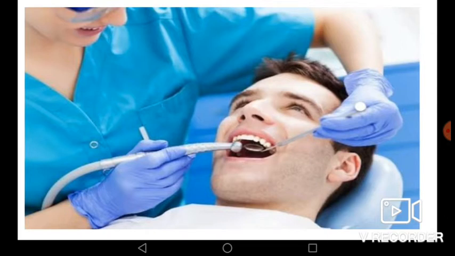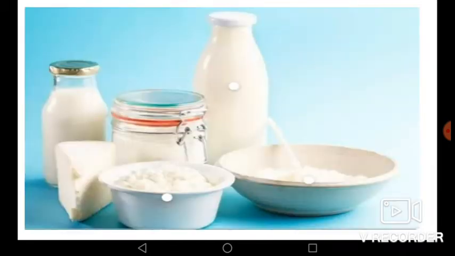Visit the dentist regularly for checkups. Calcium is very important for strong teeth. So, milk and milk products such as curd and cheese, which are a rich source of calcium, are helpful for strong teeth.